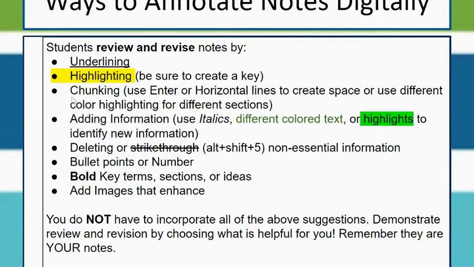So you can revise your notes by underlining them, you can highlight them, you can use chunking if you want. So basically that just means creating a space so that we have different sections for different ideas. You can add information using italics, different color text, or highlighting to identify new information. If you think there's information that's not useful to you, you can use strike through by clicking Alt, Shift, and 5 to try to cross it out.